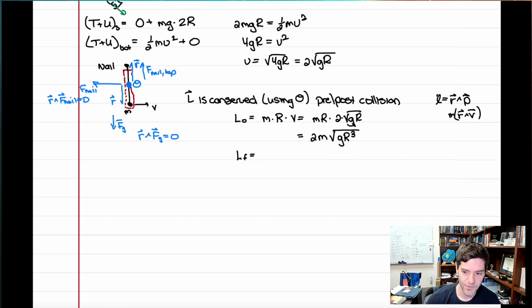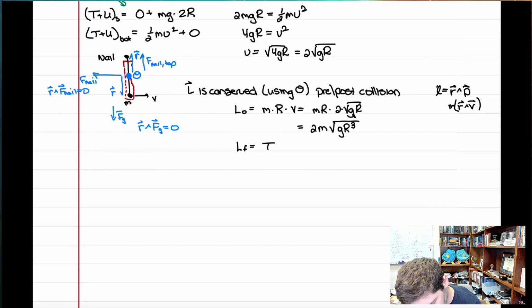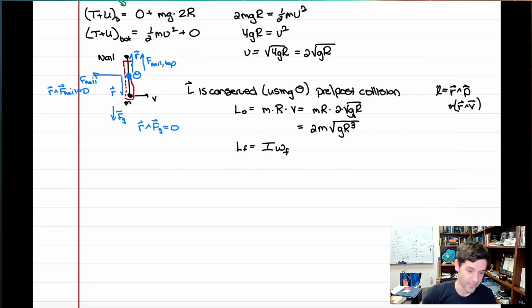However, remember what we're trying to do is measure the angular velocity of the ball. So I could also write this as I times omega final, right, post collision.